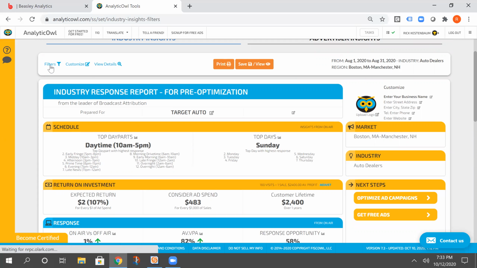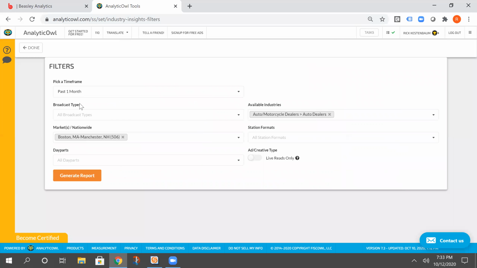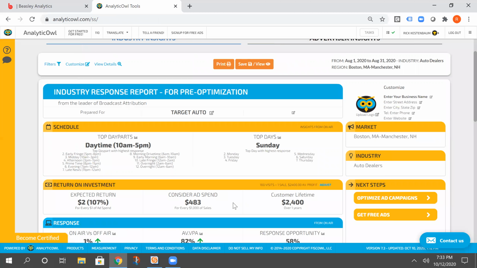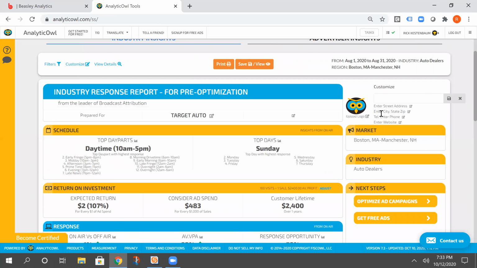There's also filter options here where you can change things like the date range, broadcast types, et cetera, and have it update with that information. You can also customize here with your own name and address and the Beasley logo, et cetera. Finish up by saving the report, printing it, and providing it to them.